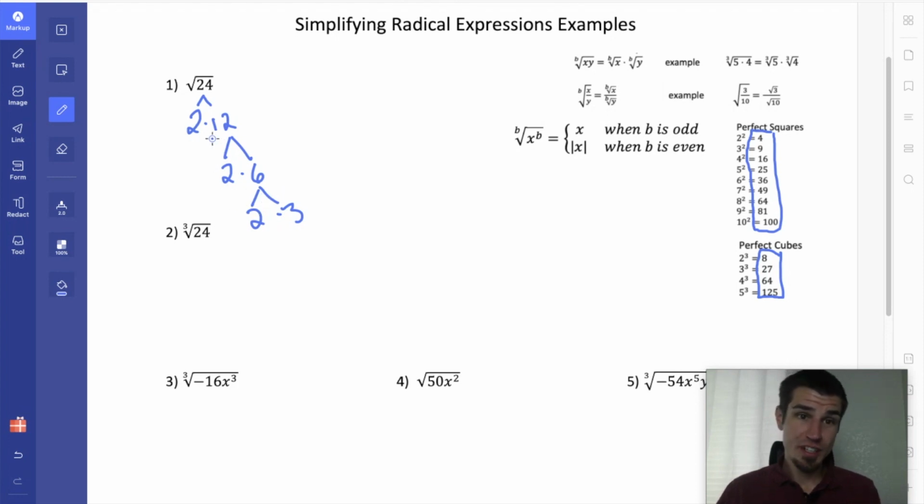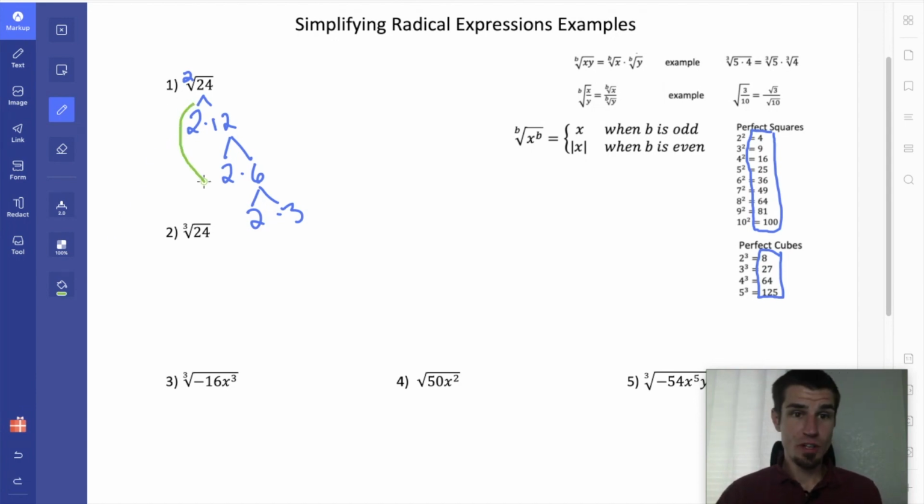At this point, you take a look at your index. Remember, if we don't have an index, what is it? It's a 2. We're lazy. We know there's a 2 there. We just don't write it because we're mathematicians. We're lazy. We don't want to write stuff if we don't have to. So the index tells us what we're looking for. The index tells us how many of the same prime factors we need in order to take those together and simplify them outside of the radical.